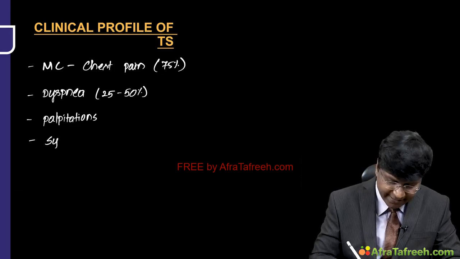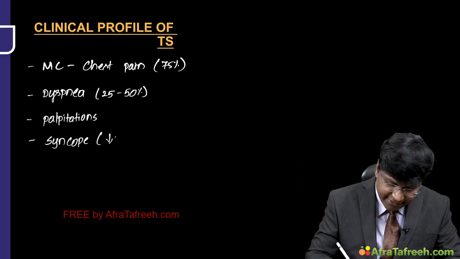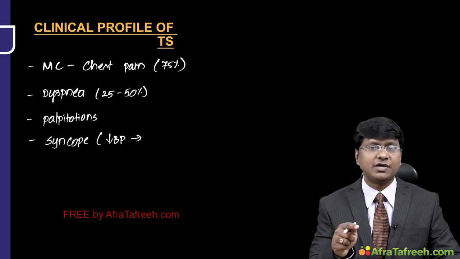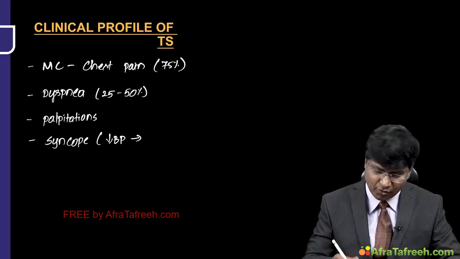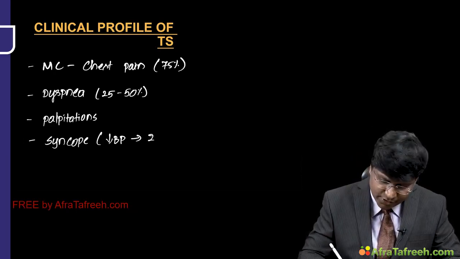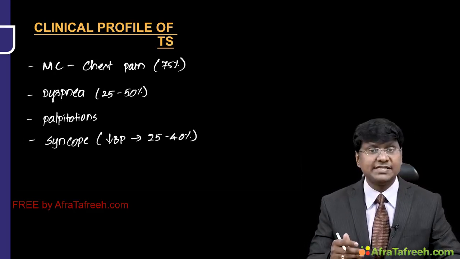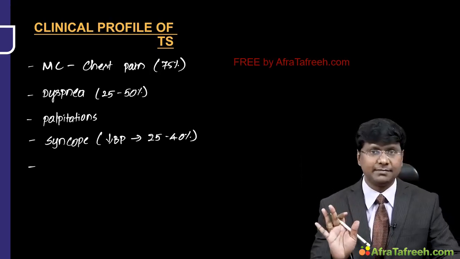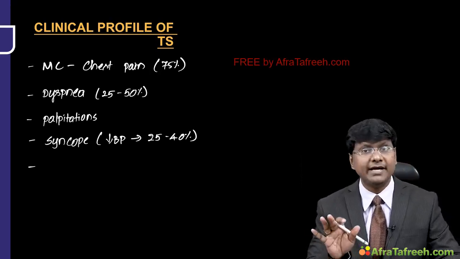And syncopal attack. Why is this syncopal attack due to? That is because of decrease in blood pressure, due to which there is decreased cerebral perfusion causing syncopal attack. And this syncopal attack is present in almost 25 to 40% of patients. And next to the syncopal attack, very important, along with this, there should be a trigger, right?